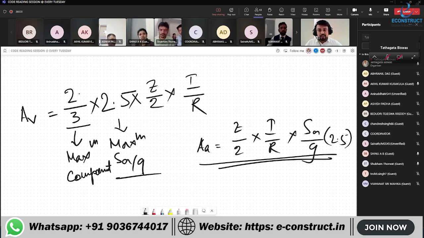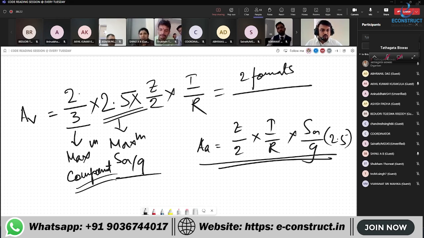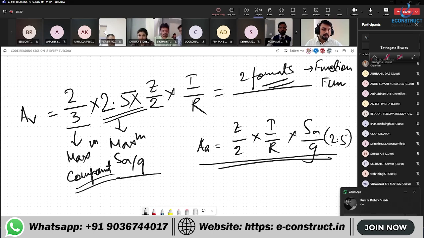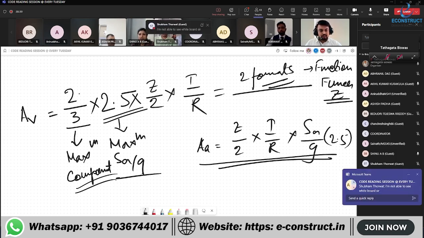But since the code has directly told you not to bother about the soil conditions or the time period for SA by G, you straight away take the maximum one. That's why we are taking the maximum value of SA by G. So whatever this value gives, you can put it in two ways. Either you put the entire thing in a function itself by creating a new function, let's say a function Z kind of a thing, and put this entire value inside that function. How to do that, I'll show you in a separate session.